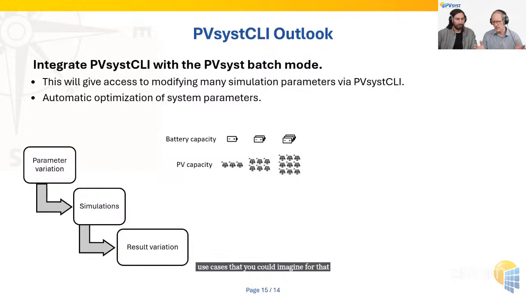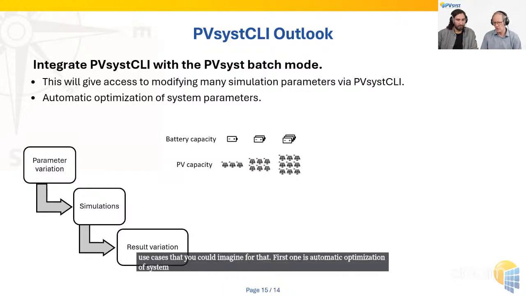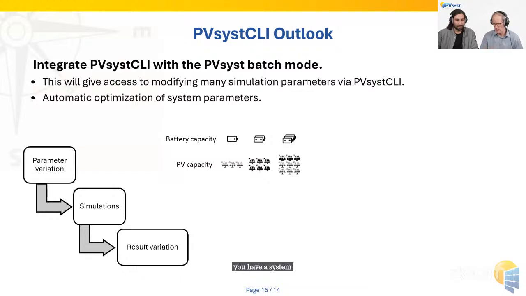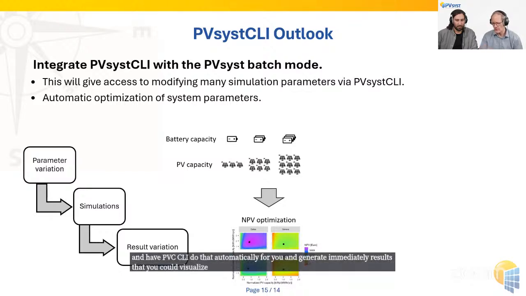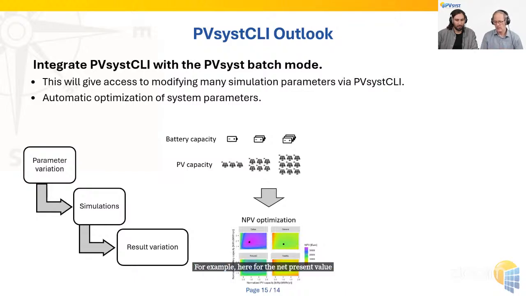First one is automatic optimization of system parameters. Imagine you have a system with storage and self-consumption, let's say, and you want to size your PV field and your battery optimally for your load profile. Then you could run many simulations with different battery sizes and different PV capacity and have PVsystCLI do that automatically for you and generate immediately results that you could visualize in plots which find you the optimum, for example here for the net present value, with a financial analysis behind it. This is the first use case.